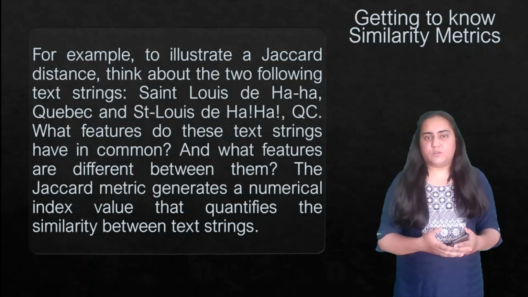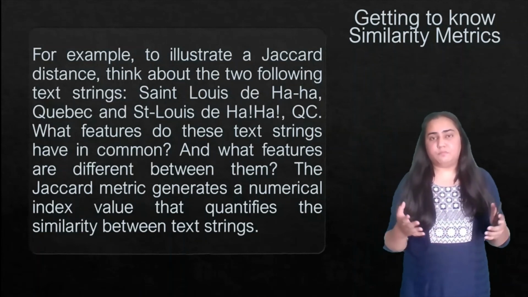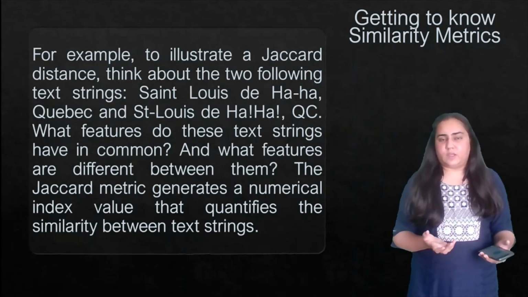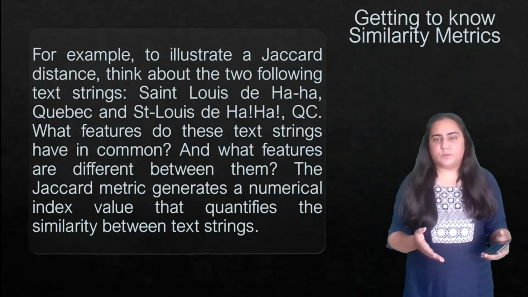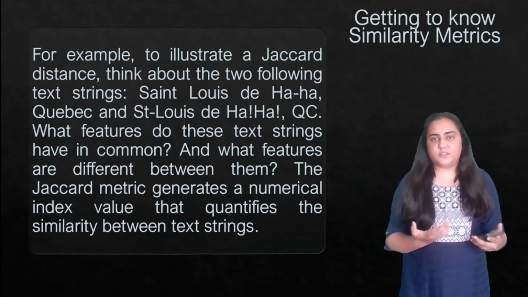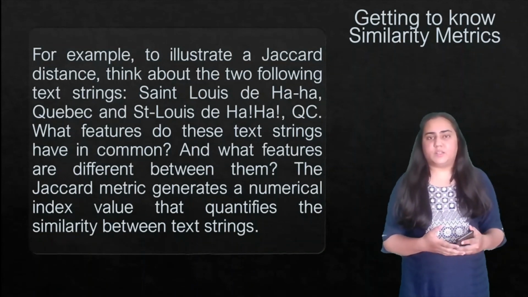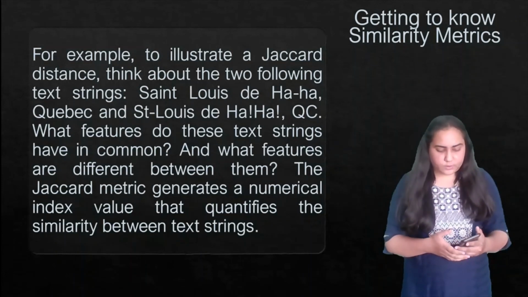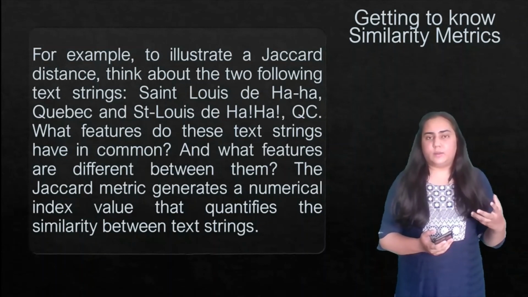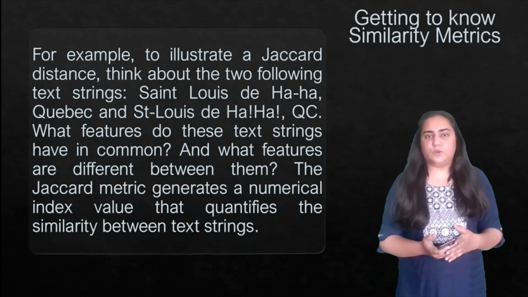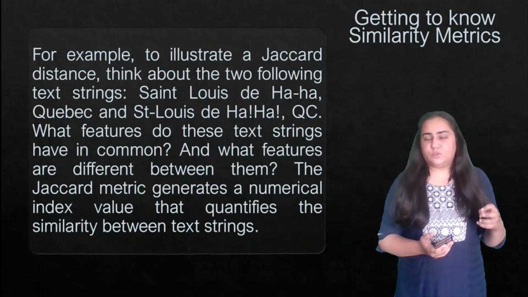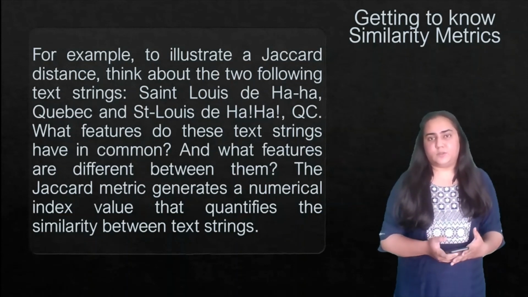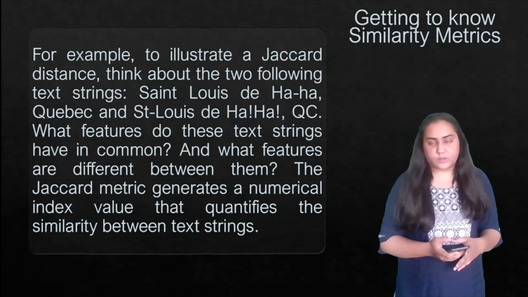So the Jaccard metric generates a numerical index value that quantifies the similarity between the text strings. So when you look at these two, how similar are they? They are quite similar because they practically contain all the same types of characters, except one contains a hyphen, another has an exclamation point, and there are some extra characters in the first string than in the second one. That way, we know that they are quite similar. And so the Jaccard metric actually allows you to quantify this similarity or dissimilarity between two strings. That is how it works.